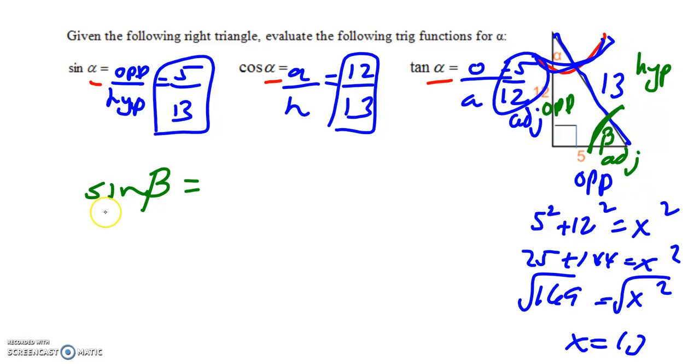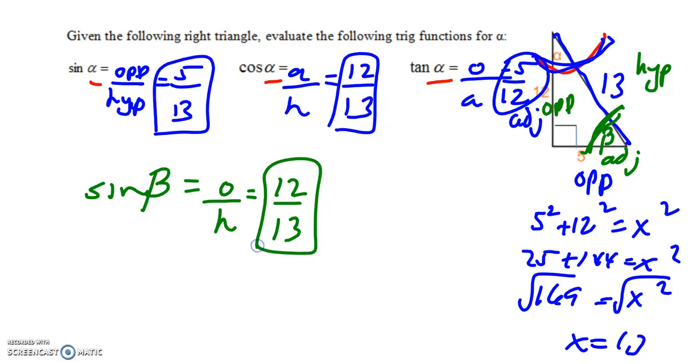So if you were going to find the sine of beta, you'd look from here, and sine is still opposite over hypotenuse, which in this case, from this angle, would be 12 over 13. So I just did that so you keep that little idea in mind.